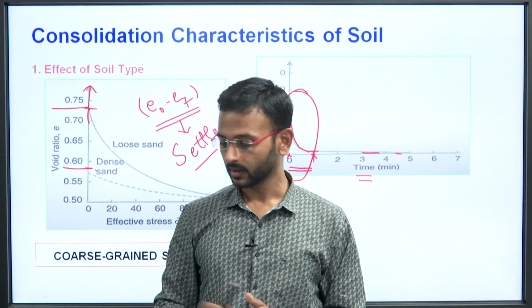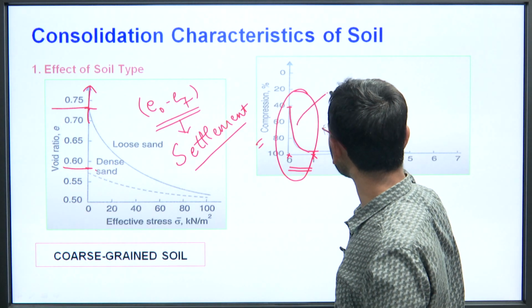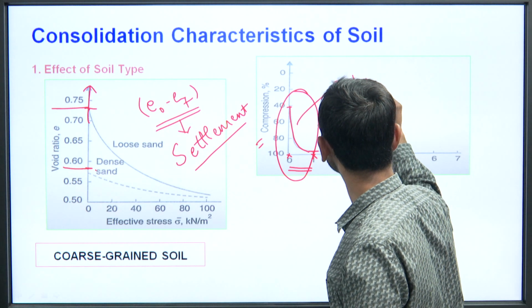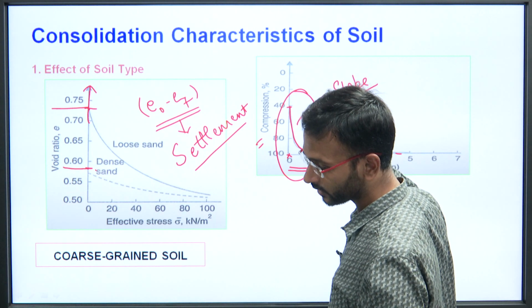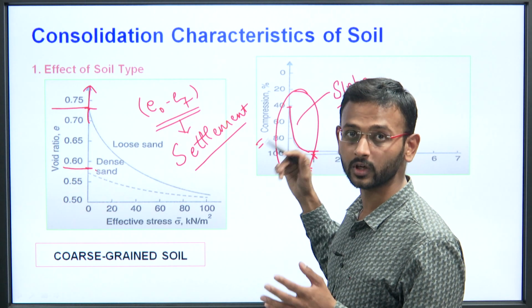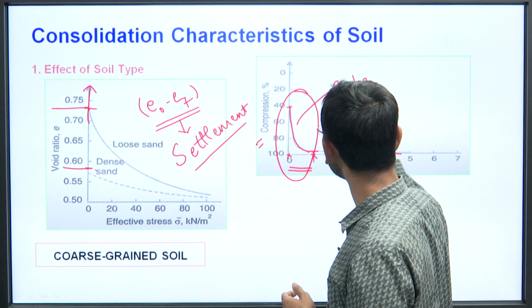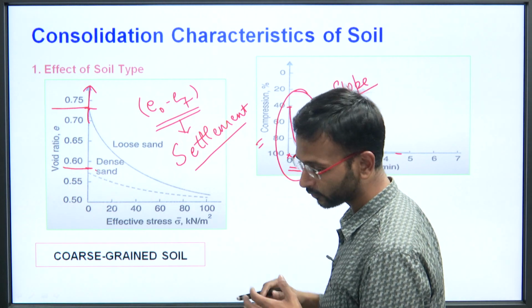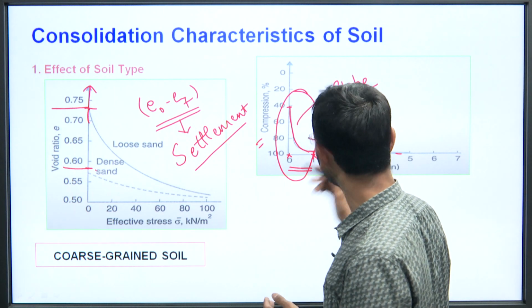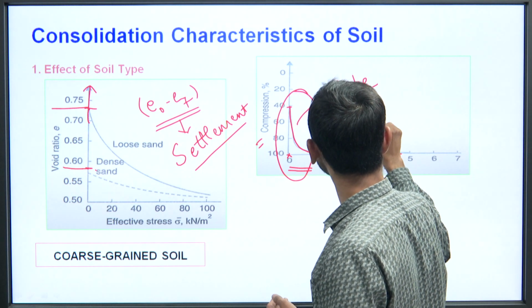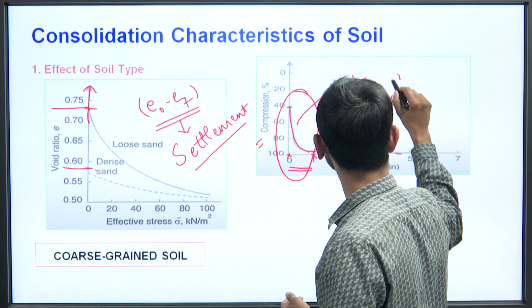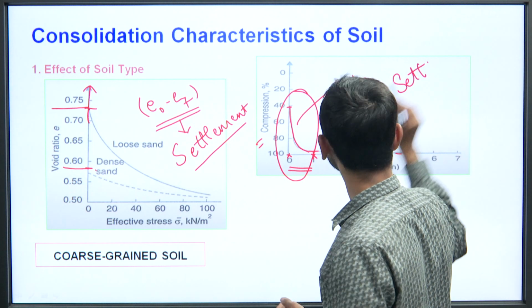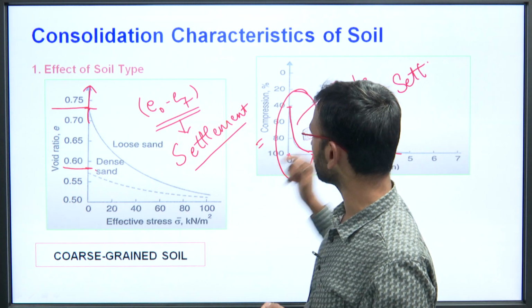Now let us see, if you talk about the slope of this line, what will it be showing? It will be showing the rate of volume change, at what rate the volume change is occurring, or we can also say what is the rate of settlement. So in this curve you can see this thing.